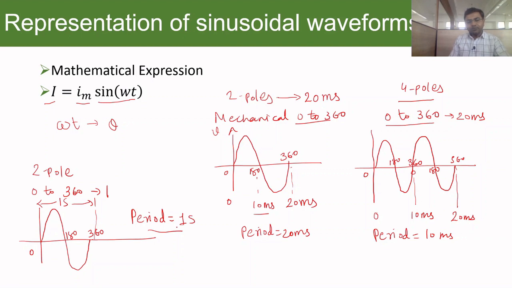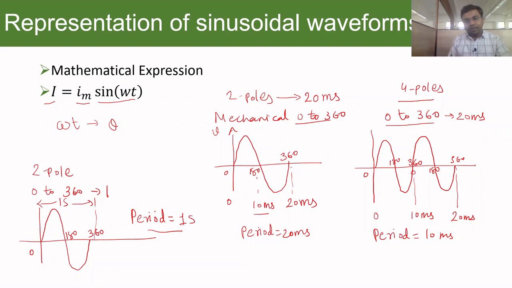Now, after completion of one revolution, what will we have next? Again the second revolution. If I am completing each revolution in 1 second, each electrical AC cycle will finish in 1 second. That's how my period is 1 second. If I am finishing one revolution in 20 milliseconds, I will have one AC cycle in 20 milliseconds.